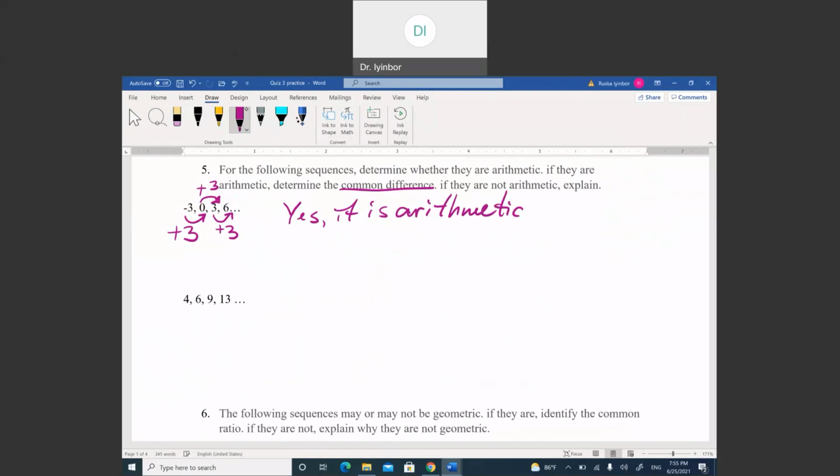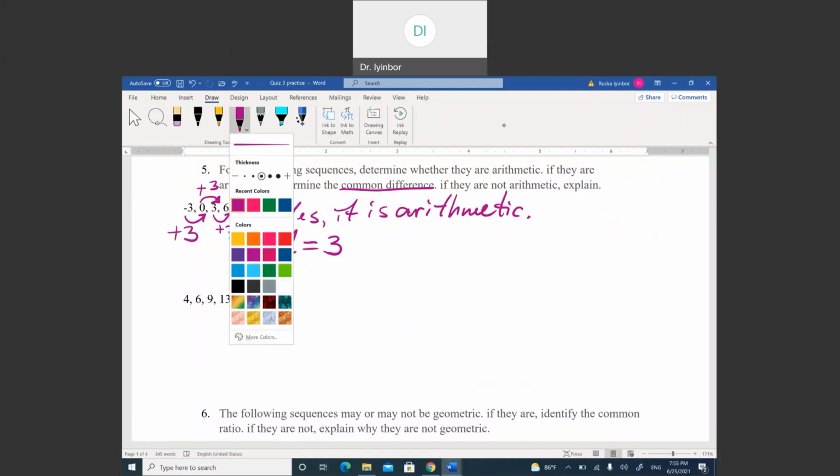And what is the common difference? Usually the letter D is the common difference. It's going to be the number 3. Okay? So that's how you solve this one. You need to write the common difference, and you have to check if it's arithmetic or not. So let's go ahead and do the next one.